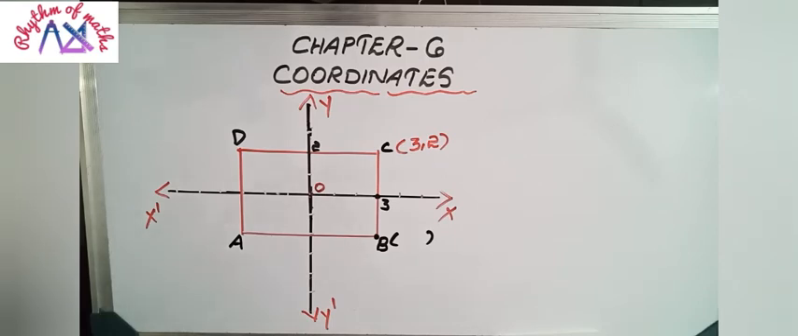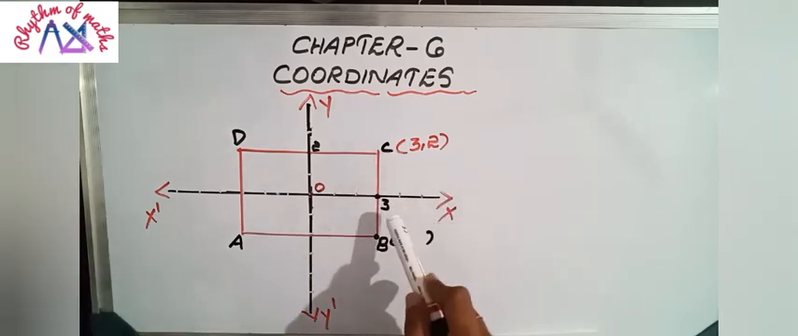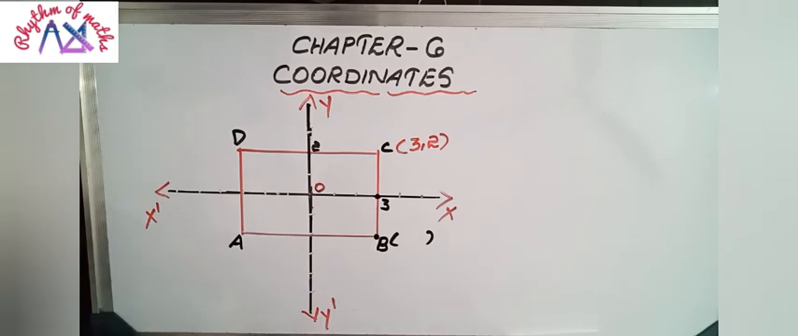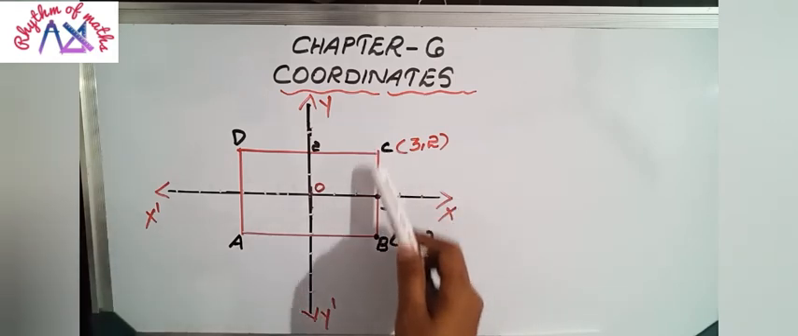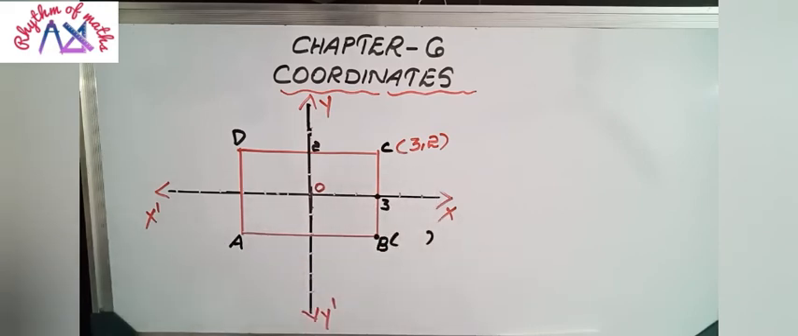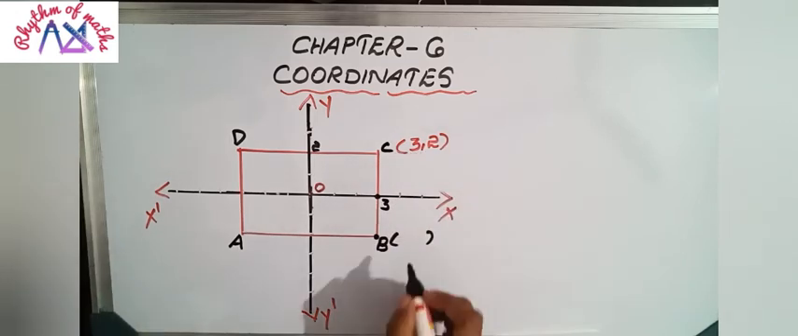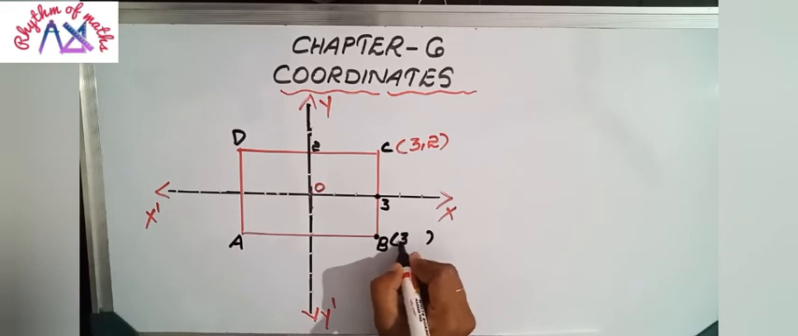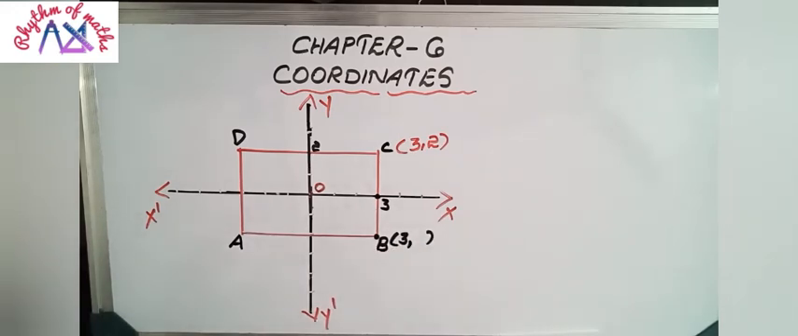It is given as a parallel line. That means CB is parallel to the y-axis, so which coordinate will be the same? CB parallel to y-axis means the x coordinate will be the same. So what is the x coordinate here? 3 is the x coordinate. So here also the x coordinate will be 3. Now we need the y coordinate. Okay, keep it like this.